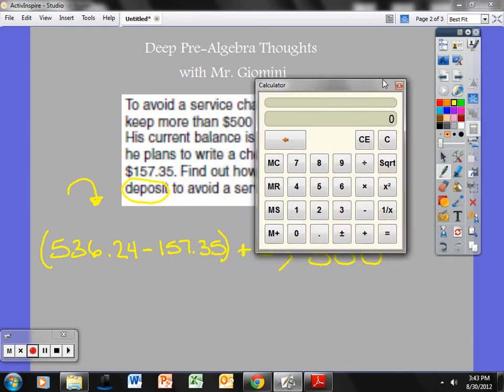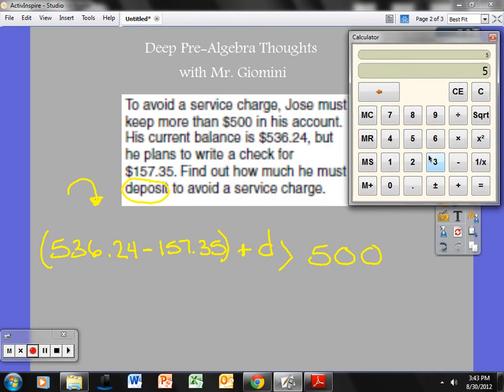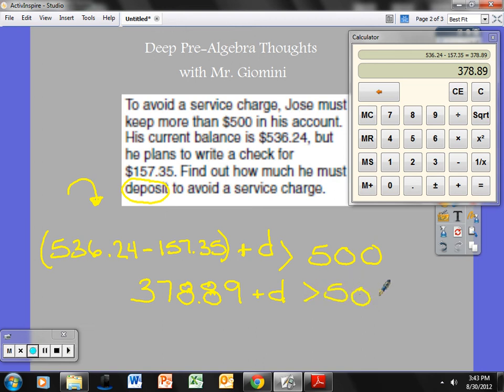Let me grab my calculator here. I have $536.24 minus 157.35. That equals, let me double check, 536.24 minus 157. Okay, that gives me $378.89 that he'll have left in his account. Plus the D must be greater than $500, or he gets a service charge.